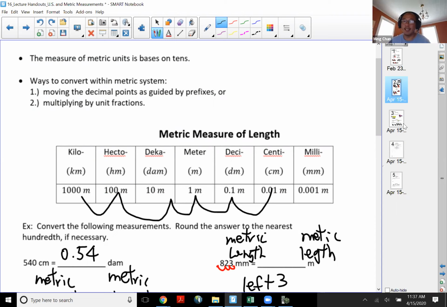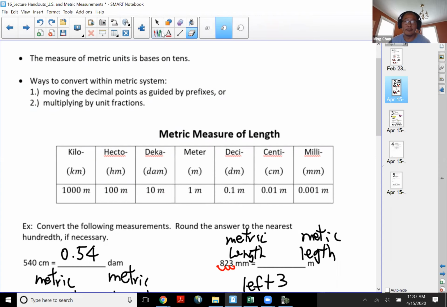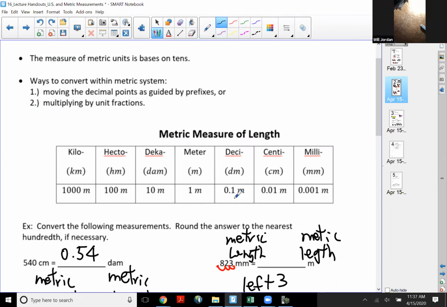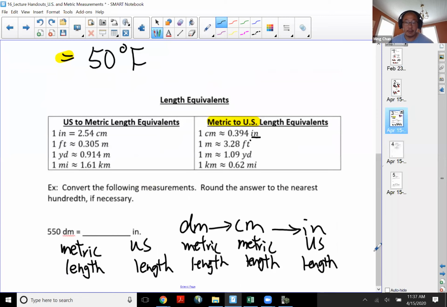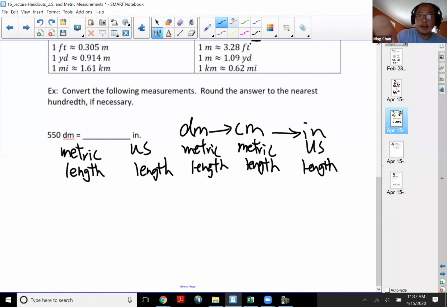There you go. To go from deci to centi, that's how many places? One place, right? To the right. So here, I'm actually going to purposely label this. I'm going to say deci to centi is moving the decimal right one place.